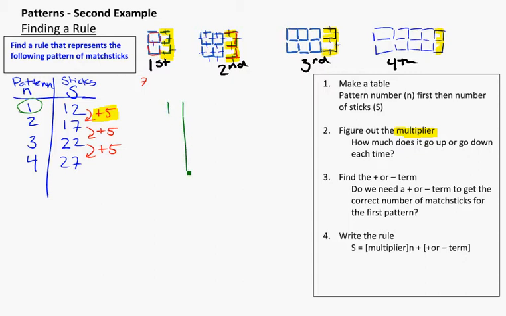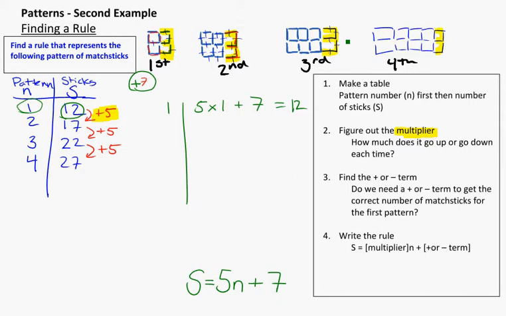Starting with the pattern number, I know that I'm going to have 5 times a number, which will be the first pattern number because it's the first pattern, and I need to see what I have to add on to get up to 12, the number that I'm wanting in this pattern. So 5 times 1 will give us 5, and 5 plus what takes us to 12? Here, it is actually plus 7. So I know my plus or minus term is going to be plus 7. And I can see that right here: I needed 7 matchsticks in there, aside from the original 5 that get repeated every time. So how I can write this rule is S is equal to 5n, because it's increasing by 5 every time, plus 7, because I needed those 7 original sticks to get the pattern in the first place.